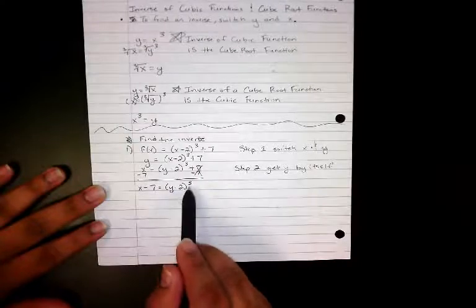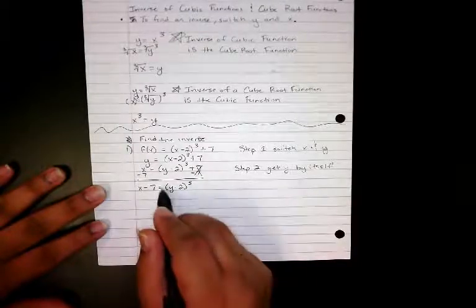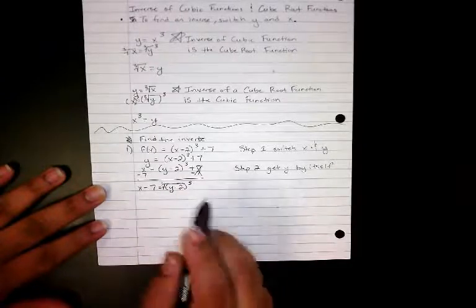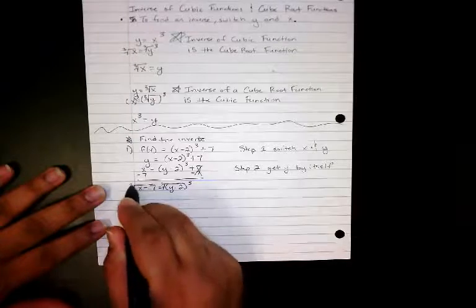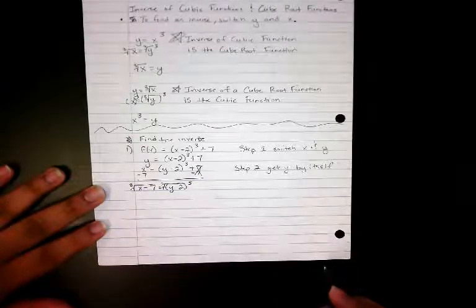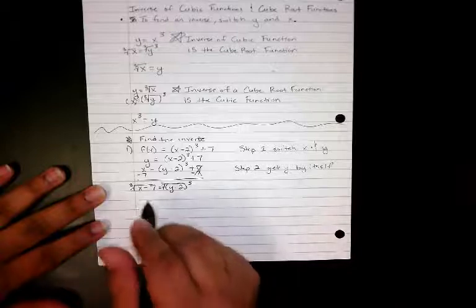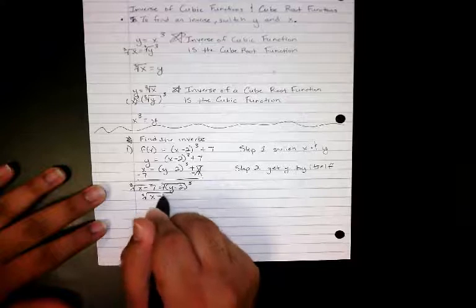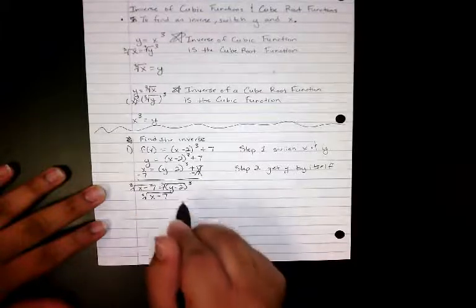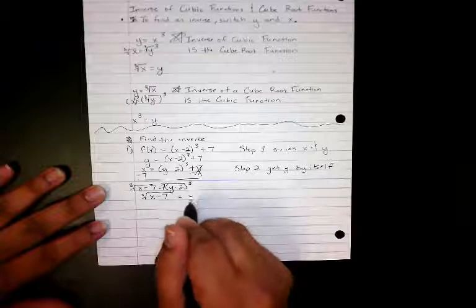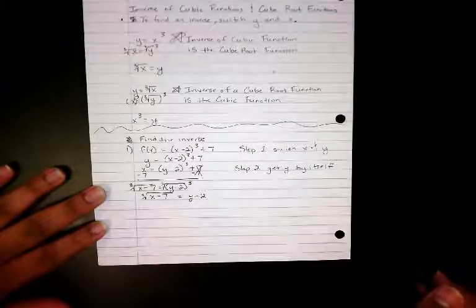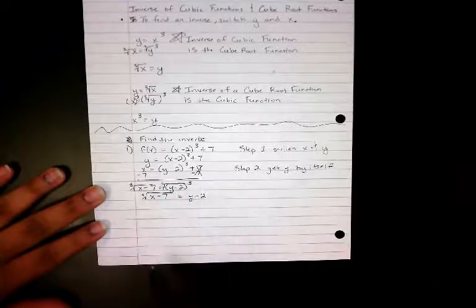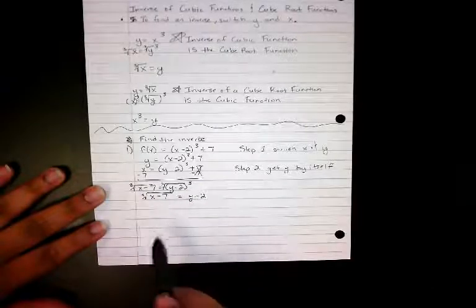Now I want to get rid of the cubed part. So I have to take the cube root of one side, and the cube root of the other side. So I'm left with the cube root of (x minus 7) equals y minus 2. All I did was take the cube root, that cancels that out, so you're now left with just y minus 2.